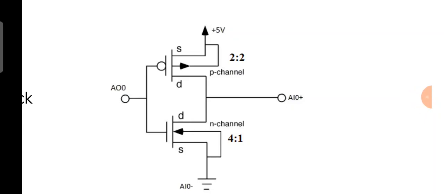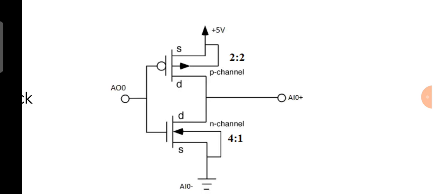Welcome back. In this class, we will see one important problem from the exam point of view. The problem is they will give an inverter and they will ask us to find out the on resistance from VDD to VSS. That means from plus 5 volts to ground.